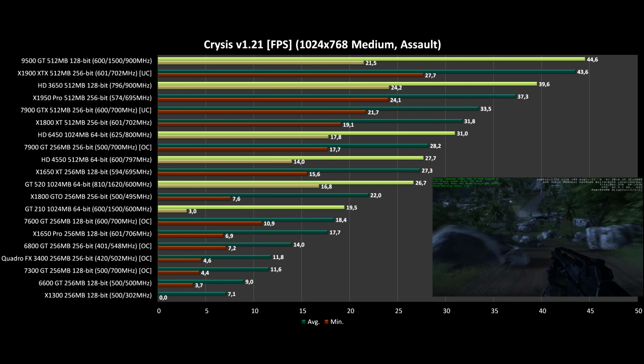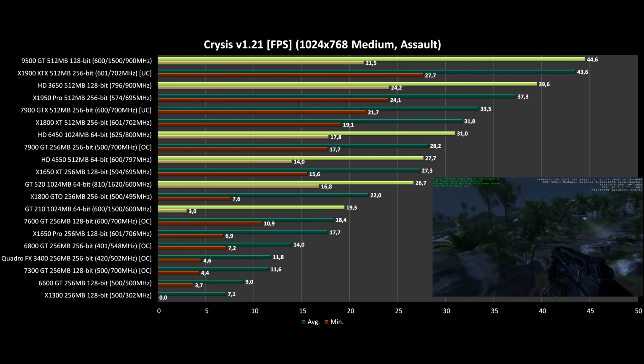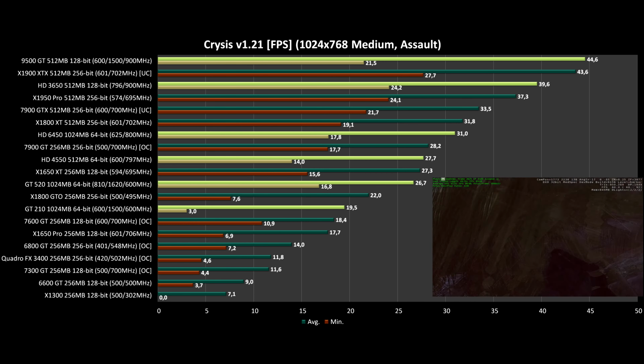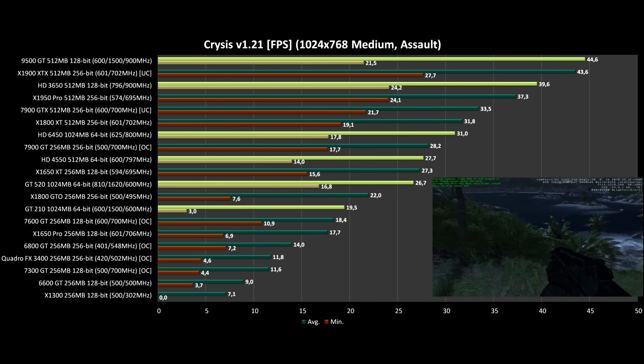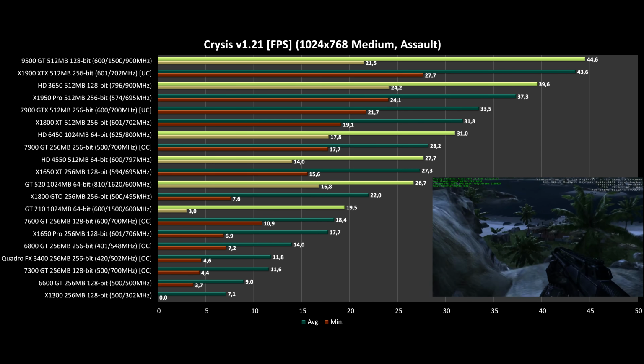I could end comparison here, since next cards aren't exactly playable, but there is always decreasing resolution or details to get back playable experience.